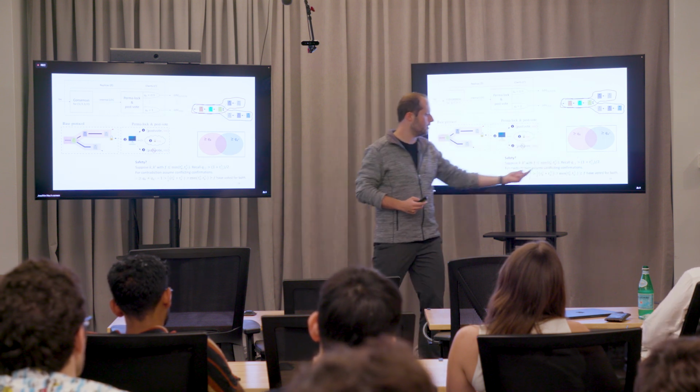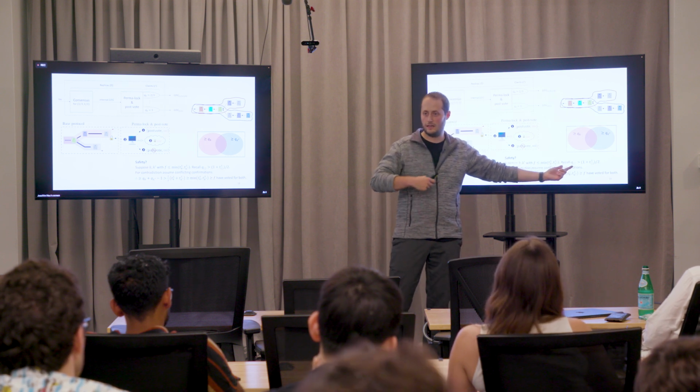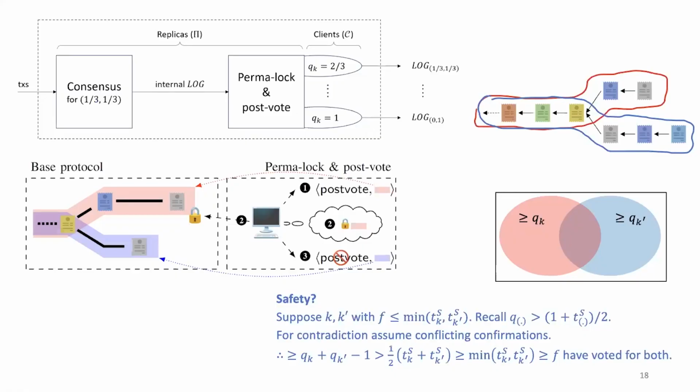And then we can reason that because the quorums are chosen as large as they are chosen, these two quorums must actually intersect, and the intersection is greater than f. In particular, there is an honest replica in this intersection. But we've already seen earlier that an honest replica would never vote for two inconsistent things because of the construction of the protocol. So this cannot be. So the protocol must be safe.